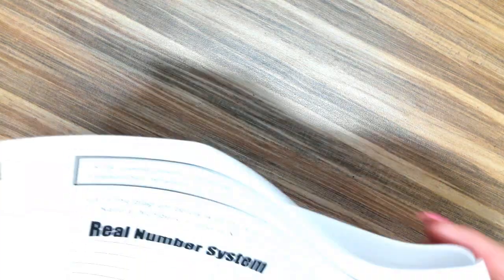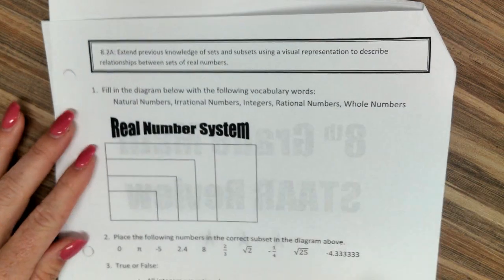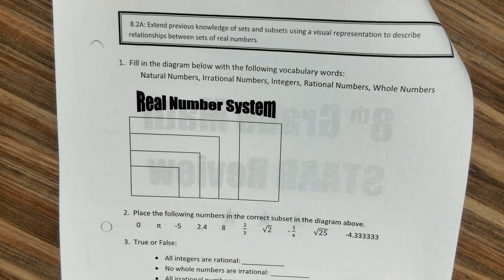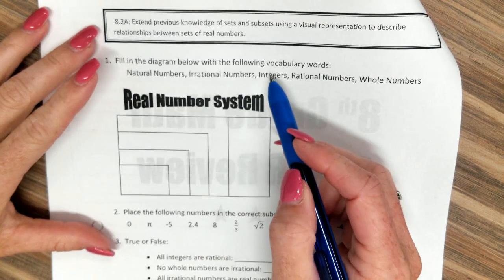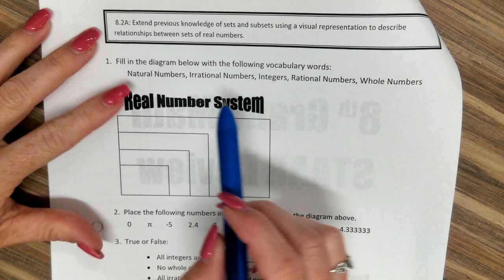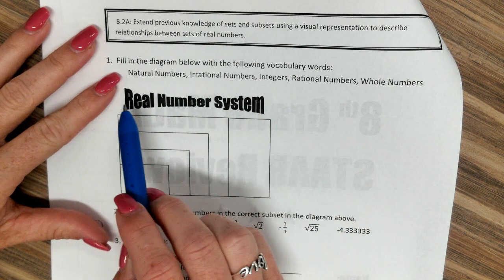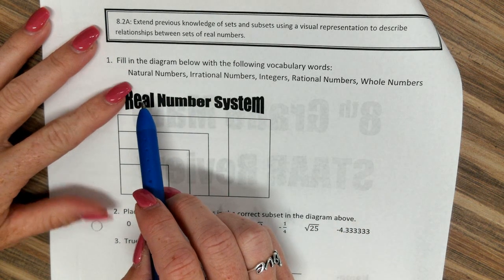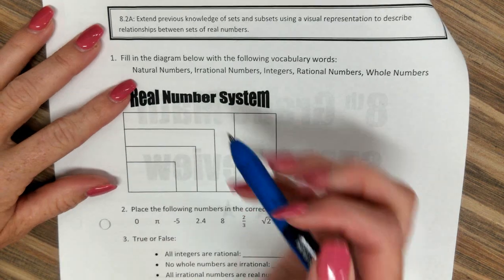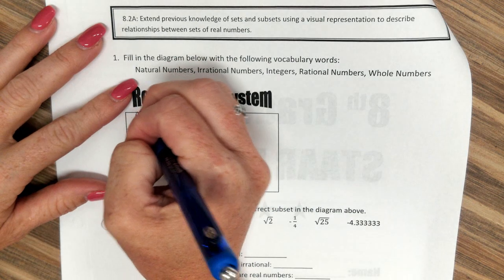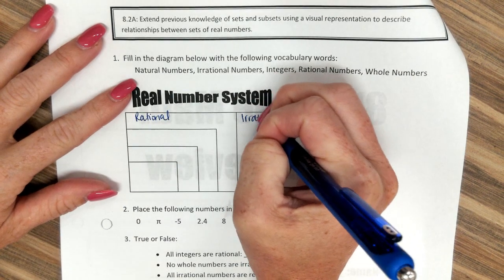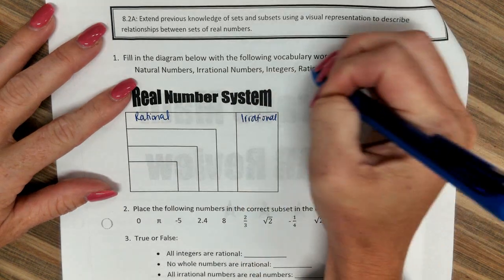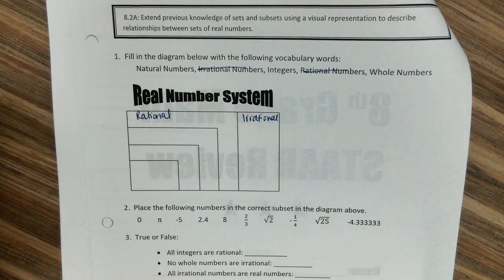Turn the page. Let's go to the first one. It says, fill in the diagram below with the following words: natural numbers, irrational, integers, rational, and whole. So what is the big topic called? All numbers are real. They are either rational or irrational. So we did this one and we did this one.